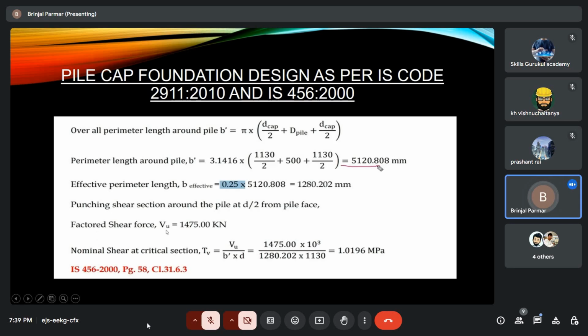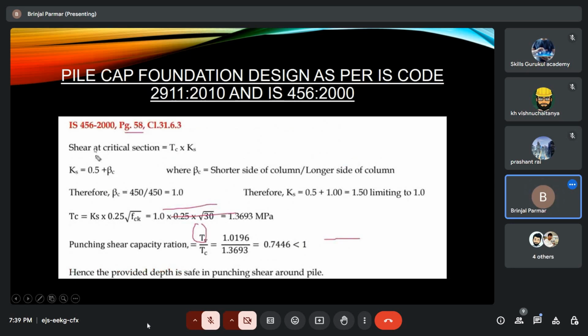The factored shear VU is, as we know, 1475 kN. Nominal shear at critical section TV is VU by P dash into D. So we put the formula and we get 1.0196 MPa. Now we have to find shear at critical section TC into KS. Same procedure.